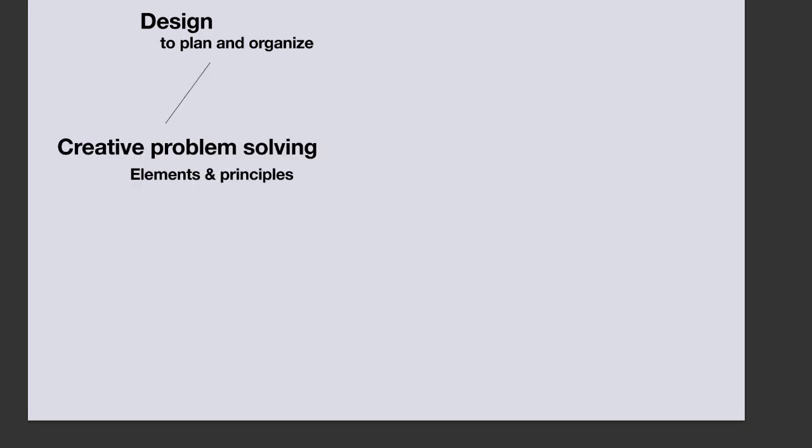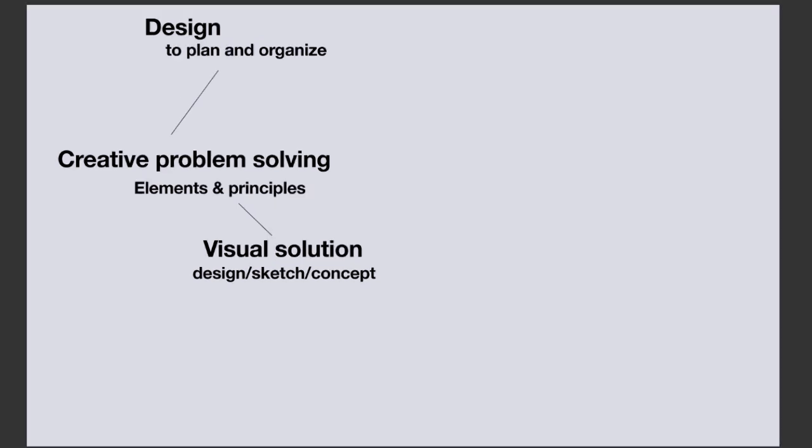And so what we have is design, which is to plan and to organize. And we do that with creative problem solving using the elements and principles of design. And we are left with the visual solution, which is derived from the creative problem solving, which is the design: your sketch, your concept, your painting. It can really be anything. So let's now see this in context.